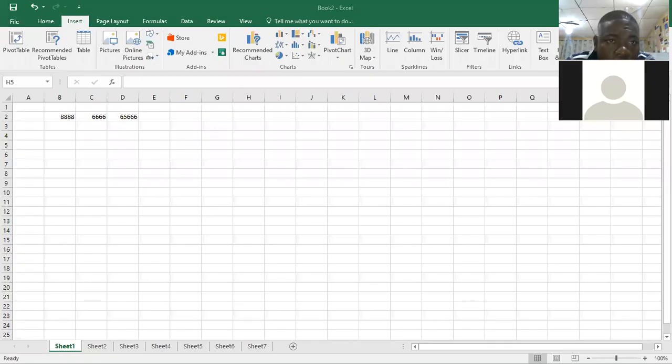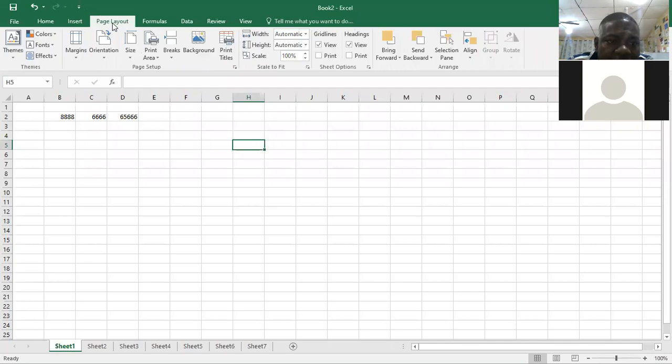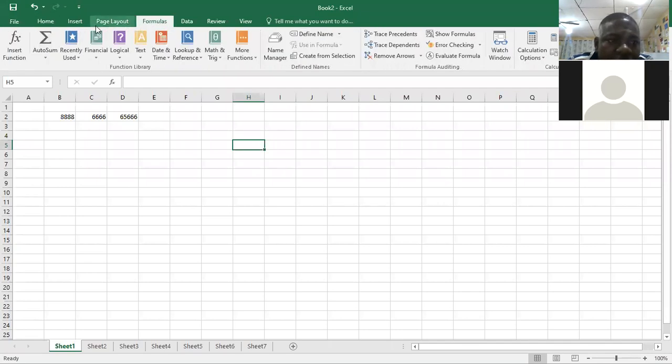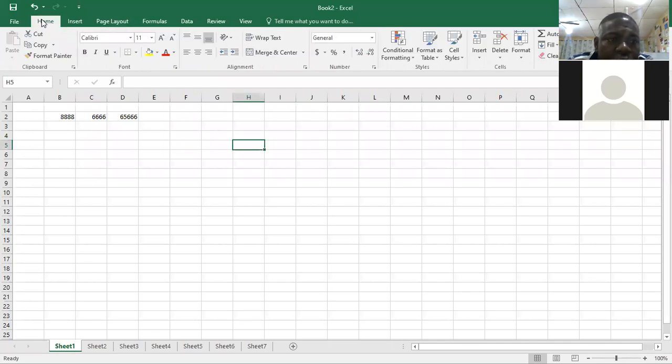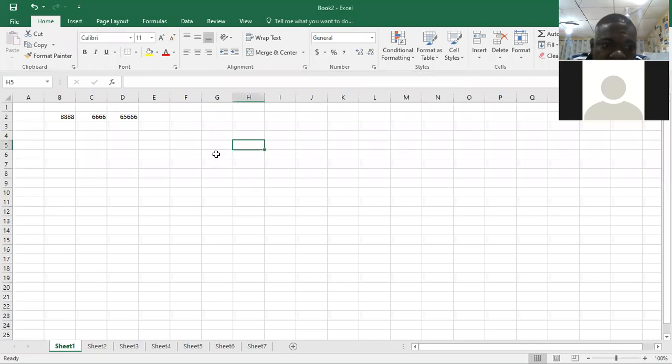All right, so these are tabs. We are on the home tab. This is the insert tab, and this is page layout, formulas, and what have you. The most important thing is you should be able to identify the parts of Excel. At this stage, what is important is to be able to identify the parts of Excel. Don't bother yourself learning all this. Just be able to identify the basic parts.